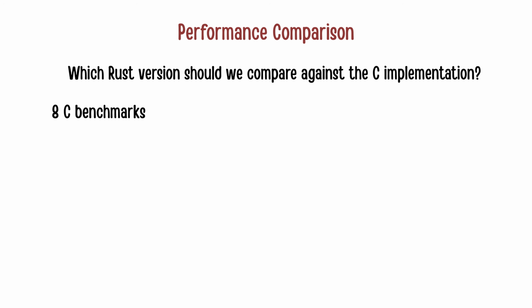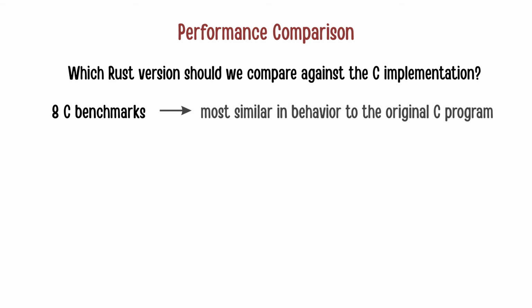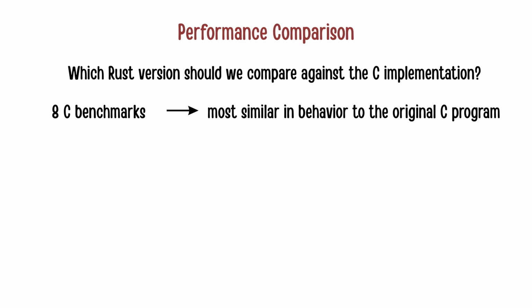For each of the 8 C benchmarks, the researchers selected the Rust translation that was most similar in behavior to the original C program based on testing. They used test coverage as the primary criterion. The Rust translation with the highest coverage was selected. This resulted in exactly 8 Rust programs, one corresponding to each C benchmark.